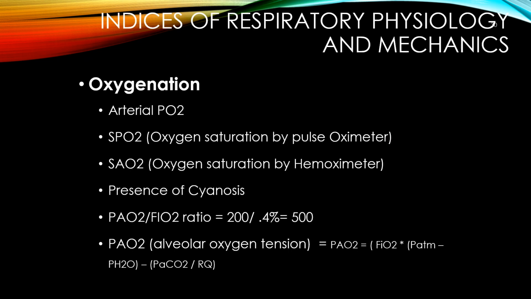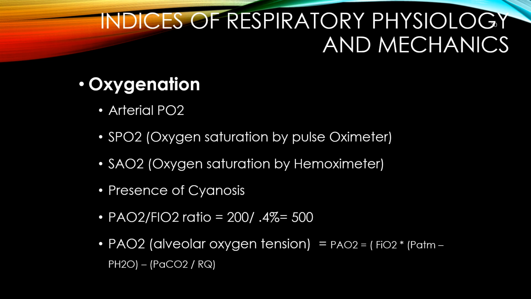So I just wanted to go over some indices of respiratory physiology and mechanics. Regarding oxygenation, one of the best tests to do is to get a blood gas, and you get an arterial PaO2. You also could measure SpO2, which is done by pulse oximetry. Then you could do a SaO2, which is done by hemoximetry. Also, you could look for the presence of cyanosis.